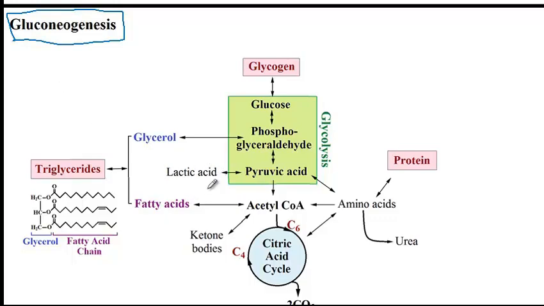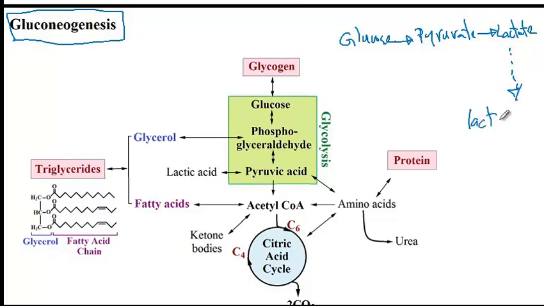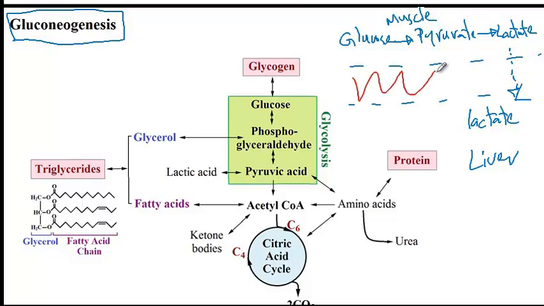Now regarding the lactic acid, I'd like to mention that glucose in the muscle will be converted into pyruvate, which will be converted into lactate inside the muscle. Now this lactate, through the bloodstream, will get transferred to the liver. So here we got the liver, here we had the muscle, and here is the bloodstream.